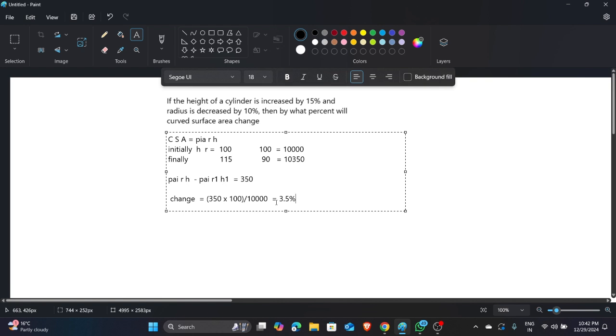The change in percent of the curved surface area is nothing but this 3.5. Okay, so this is the solution, and now we go to another question. This change is an increase, because we can see that after the changes, it has increased.